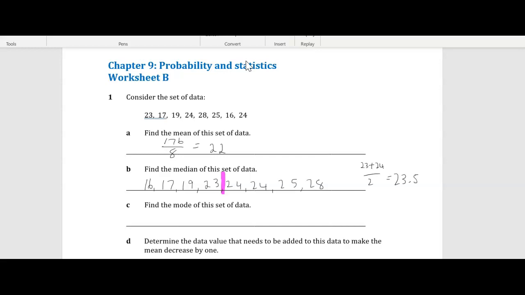All right, so the mode is your most frequent value. So we've got 2 lots of 24, so it's going to be 24.